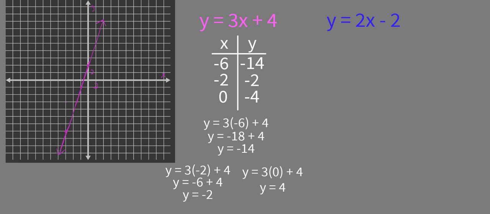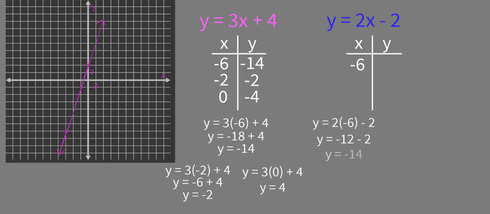Now we will switch over to y equals 2x minus 2. We'll make our chart again, x and y. We'll start with -6 again, using the same 3 x coordinates. At -6, y equals 2 times -6 minus 2, which equals -12 minus 2, which equals -14. We lucked out, and we have the same point on both lines.